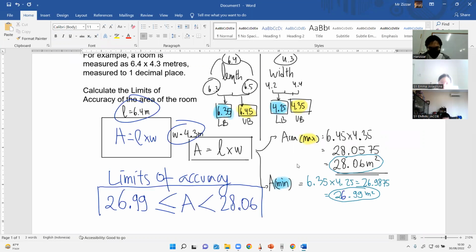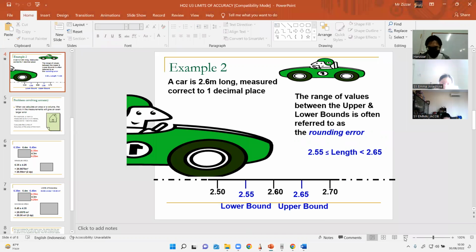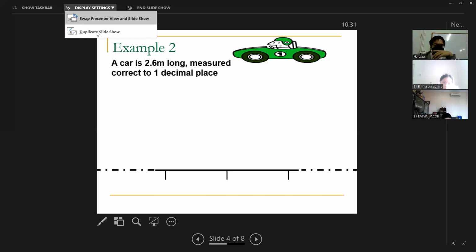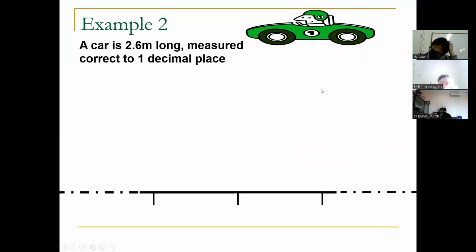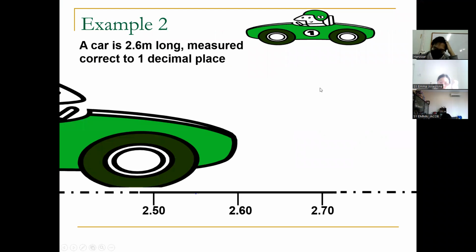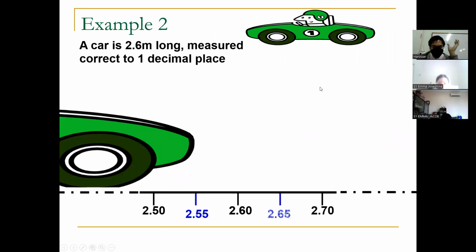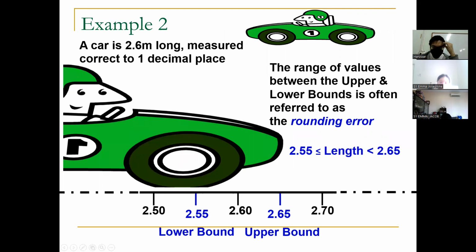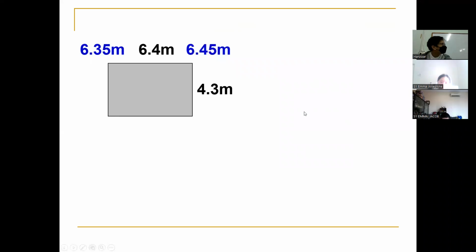Next number. Let's see again. The display has to be duplicated. One more, guys. Bertahan. Don't get sleepy yet. It's the same, right? See, every working out is the same.